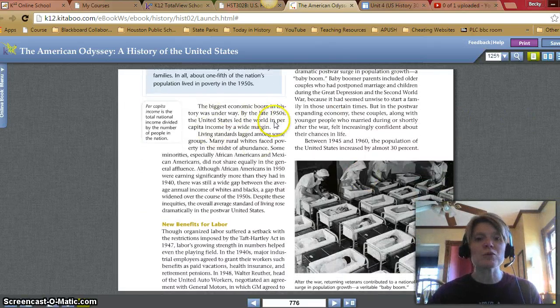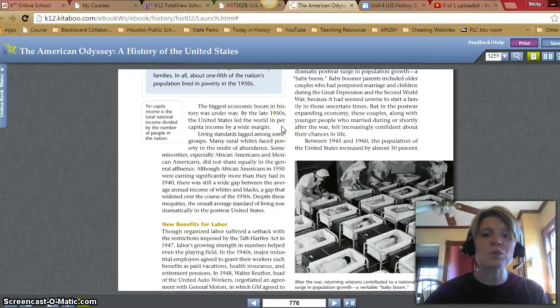The biggest economic boom in history was underway. By the late 1950s, the United States led the world in per capita income by a wide margin. Living standards lagged among some groups. Many rural whites faced poverty in the midst of abundance. Some minorities, especially African Americans and Mexican Americans, did not share equally in the general affluence.